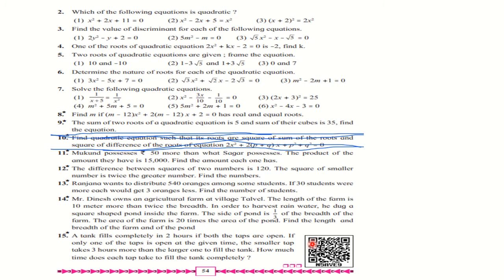Then next, from question number 2 onwards, all the questions are very similar. Here you have to check which are quadratic equations or not. Here you have to find the value of the discriminant. Here one root is given and you have to find k. Here the roots alpha and beta are given and you need to frame the equation. Here you have to determine the nature, that means find the discriminant and check.